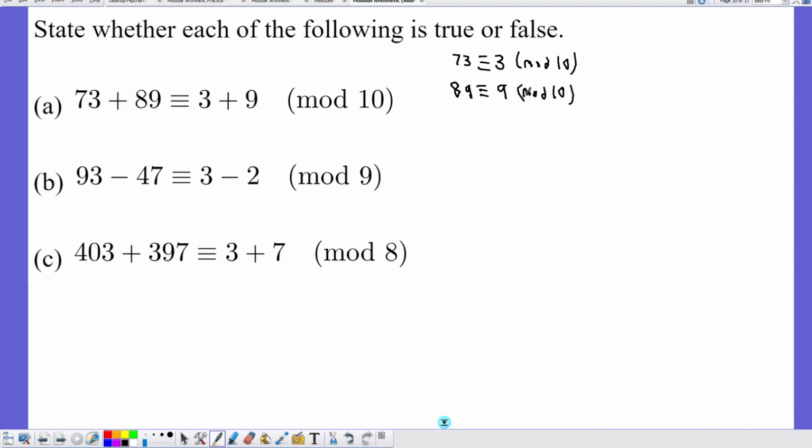So, because these facts are true, the addition holds. We can think of 73 as A1, 89 as B1, and 3 as A2, and 9 as B2. So yes, this is true.